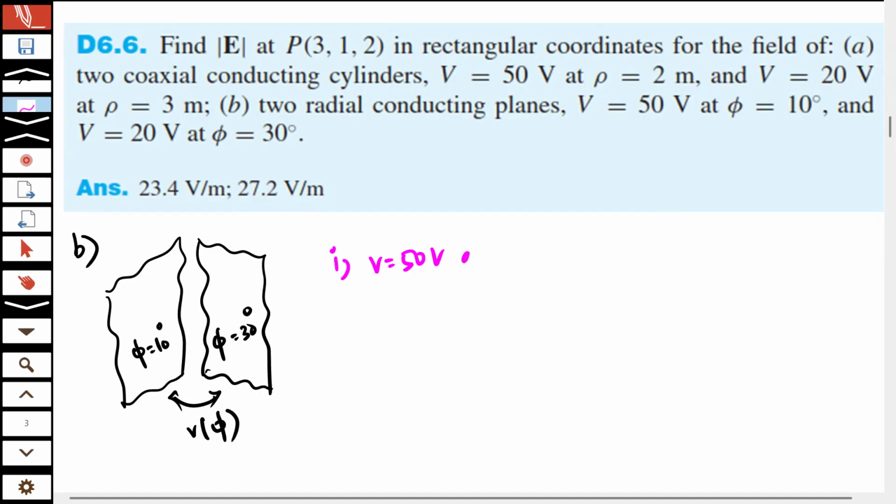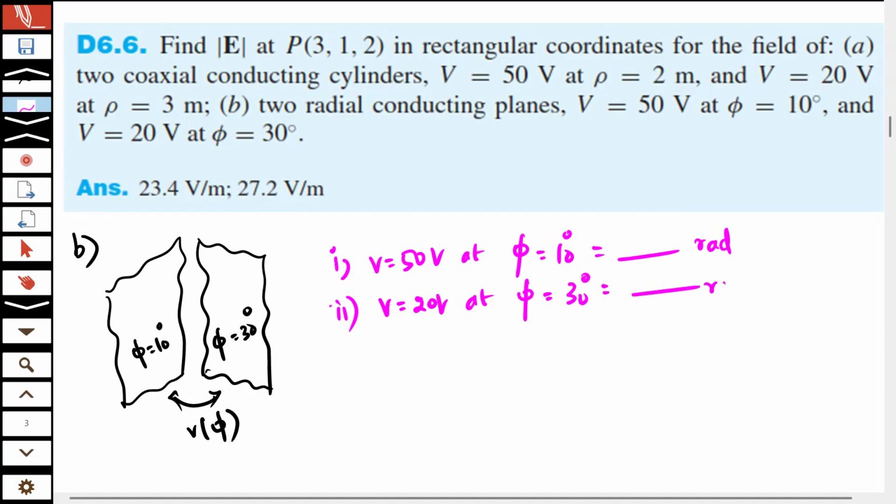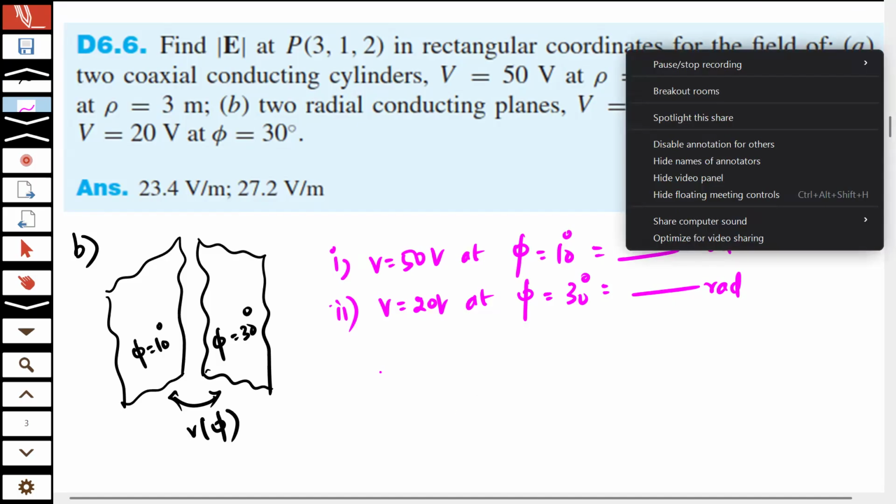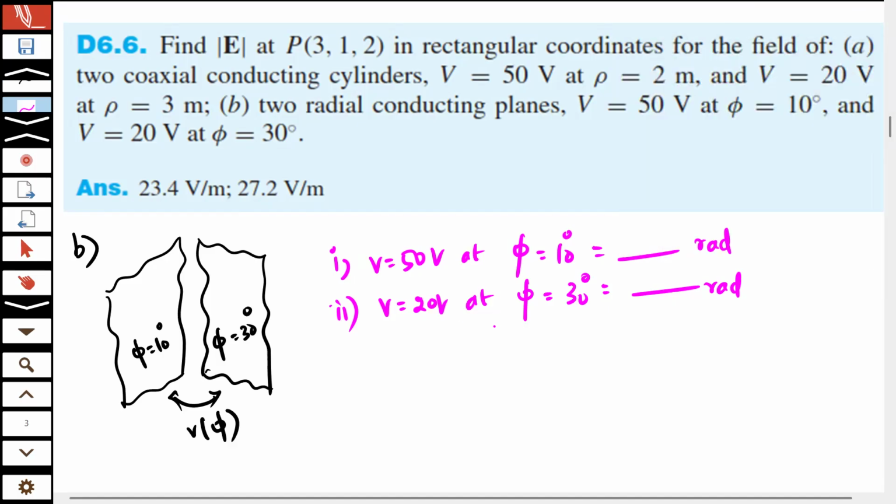V equal to 50 volt at angle phi, which is 10 degrees, but we should write this in radians in order to substitute in the equation. And V equal to 20 volt at phi equals 30 degrees. We should write this also in radians because in the equation, we will be writing the angle phi in radians. You can calculate using the calculator where 10 degrees is equivalent to pi by 18 radians and 30 degrees is equivalent to pi by 6 radians.